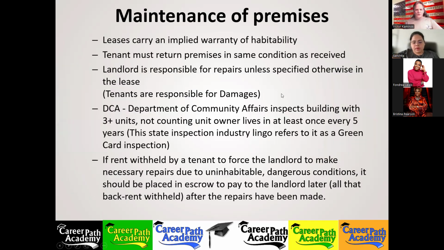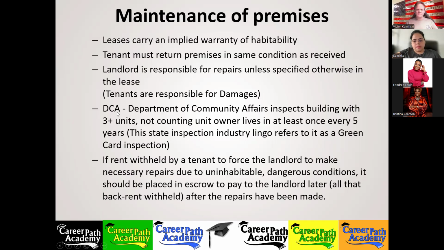Okay. So leases carry an implied warranty of habitability that states that there's no condition present that could cause a hazard to the health or safety of the occupants. The tenant must return the premises in the same condition as it was received. Landlord is responsible for repairs unless specified otherwise in the lease. Then the tenants are responsible for damages usually.